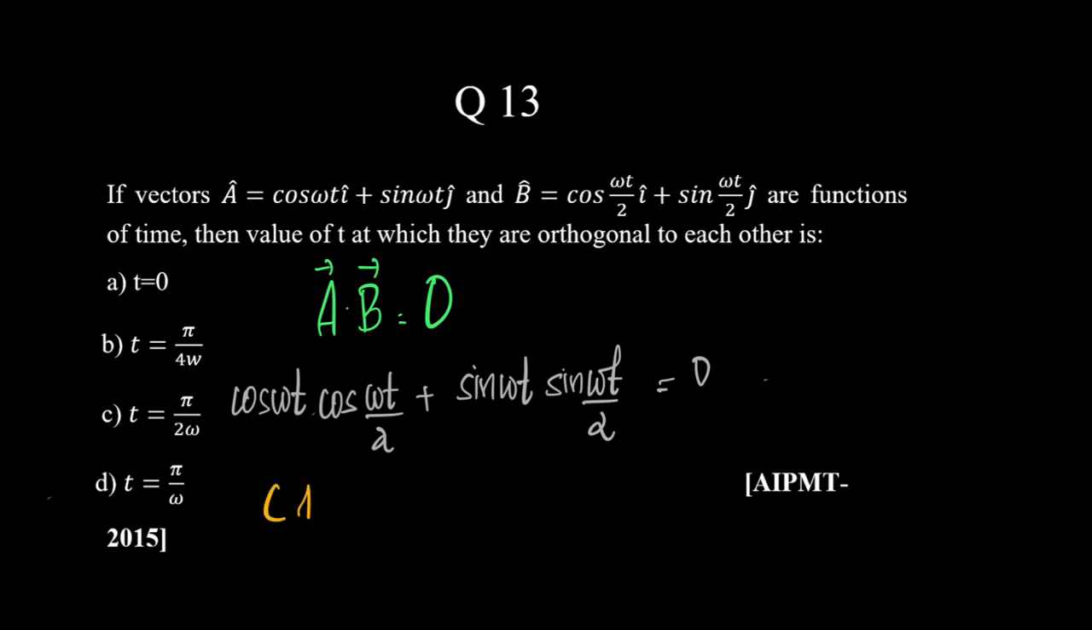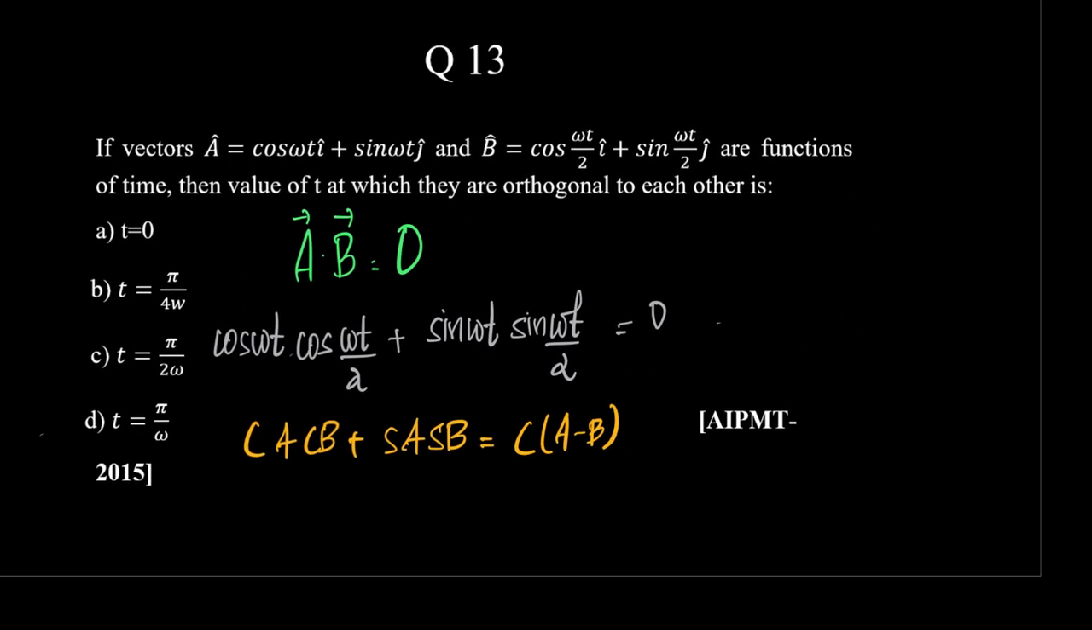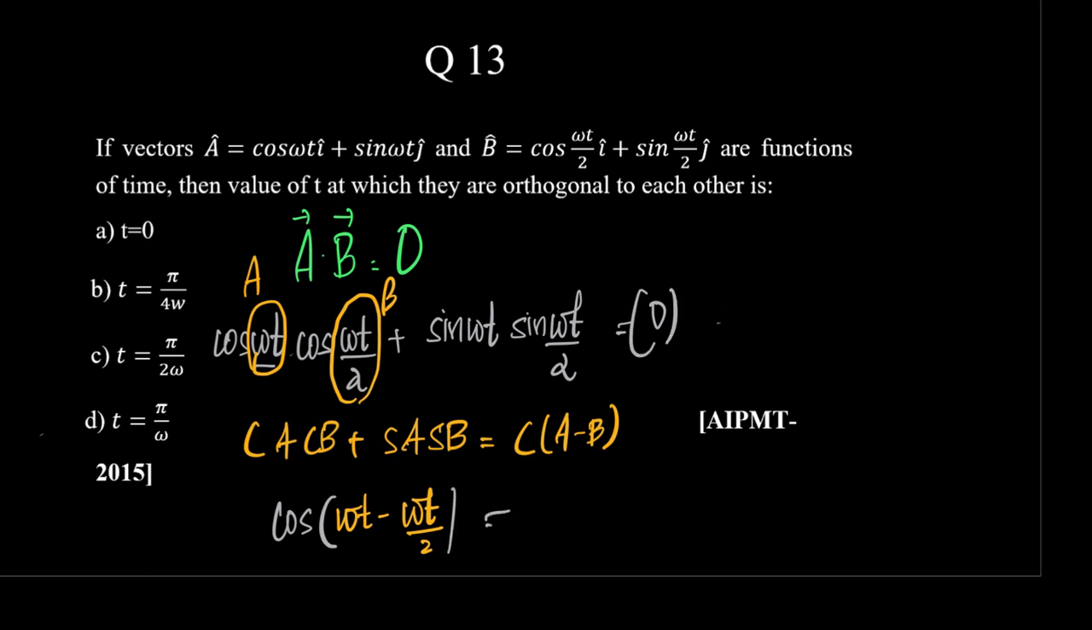Now this is of the form cos a cos b plus sin a sin b. Now what is cos a cos b plus sin a sin b? It is the trigonometric expansion of cos of a minus b, which means we have cos of, instead of a we have omega t, and instead of b we have omega t by 2. So a minus b will imply omega t minus omega t by 2 is equal to 0, and instead of 0 we'll write cos 90, right? Because cos 90 is 0.